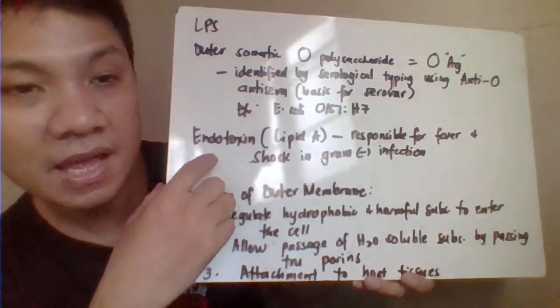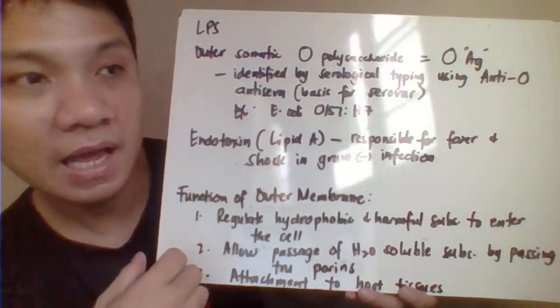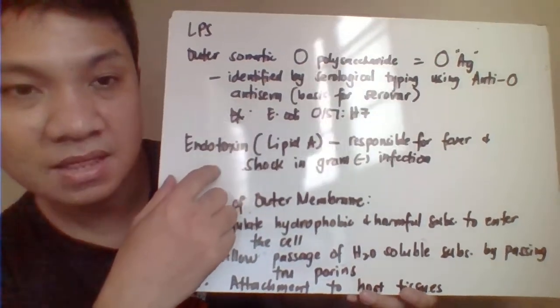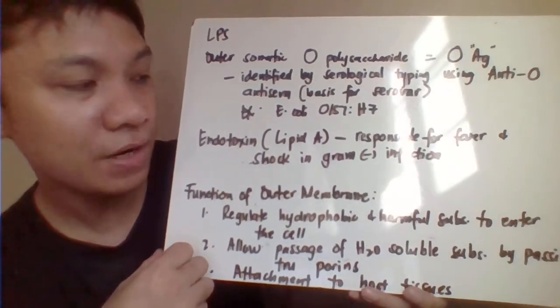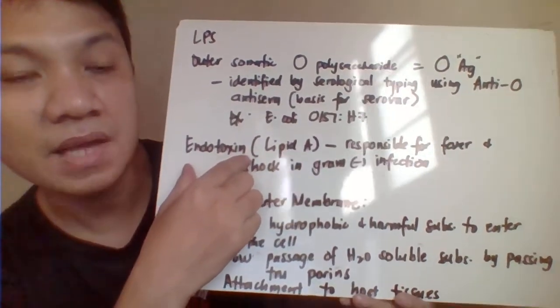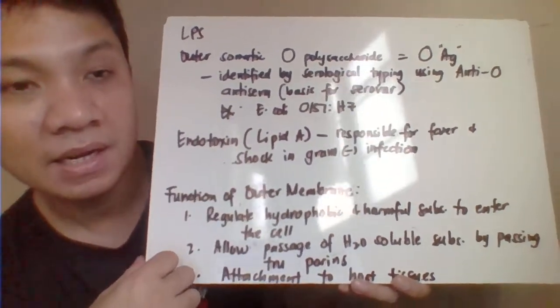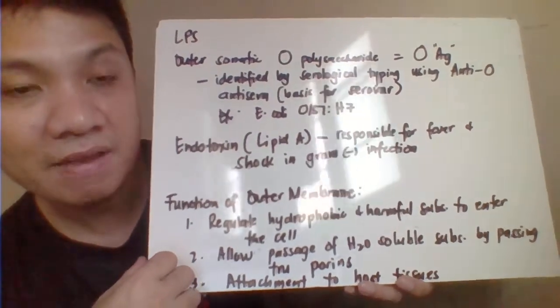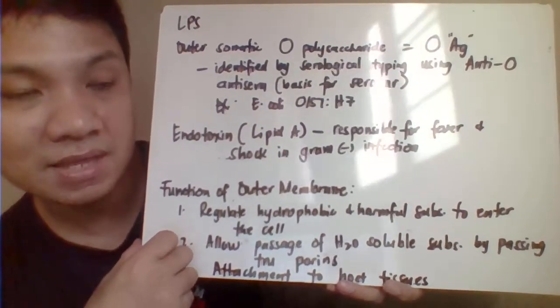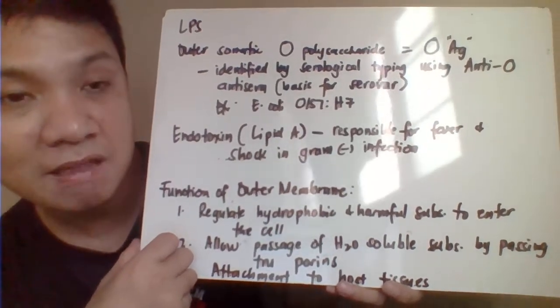Then we have another layer, a very important layer. In the LPS, we have your endotoxin, or you call that your lipid A. The endotoxin or the lipid A moiety here is actually responsible for the manifestation of the fever and the shock if the patient has been infected by a gram-negative bacteria.